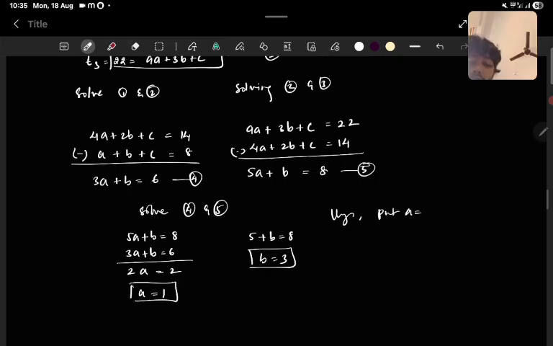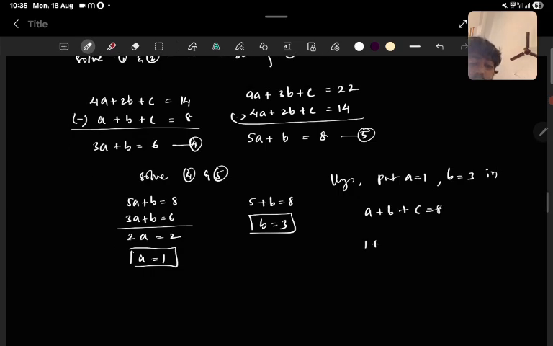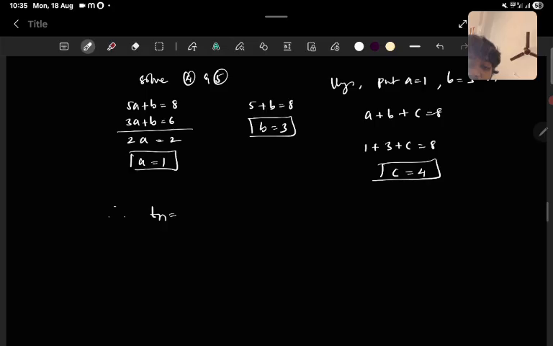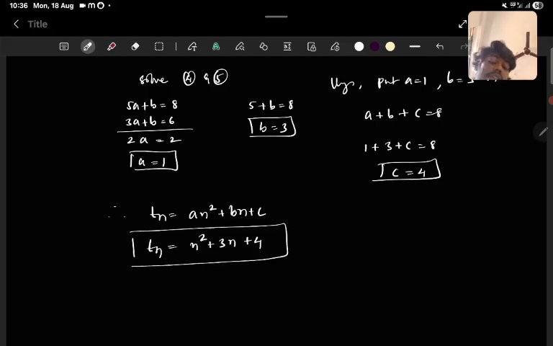put A is equals to 1, B is equals to 3 in any of the above equations. It will be A plus B plus C is equals to 8. So it will be 1 plus 3 plus C is equals to 8. C is equals to how much beta? 4. Now therefore Tn is equals to an square plus bn plus c, right? That means Tn is equals to n square plus 3n plus 4. This is the nth term.